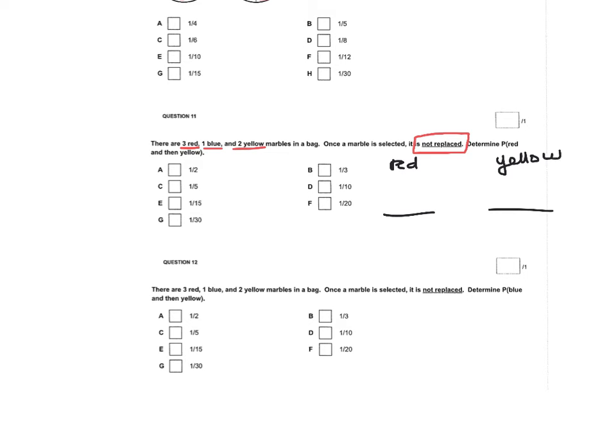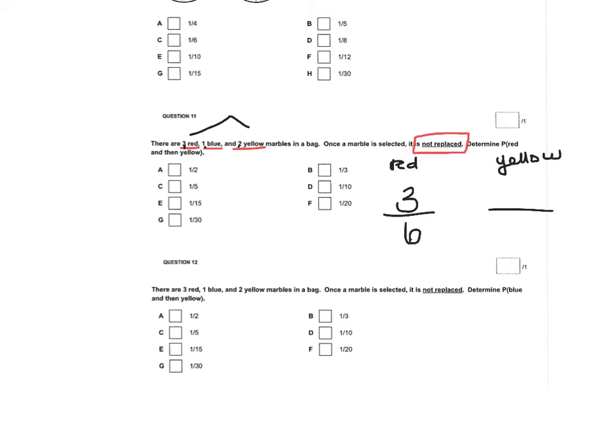So the first time we pull 1 out is for the red. How many total do we have? We've got 3 plus 1 plus 2. So that would be 6 altogether. So the first time we pull one out, there's 6 altogether, and we're trying to find a red. So there are 3 red, so there's 3 possibilities.